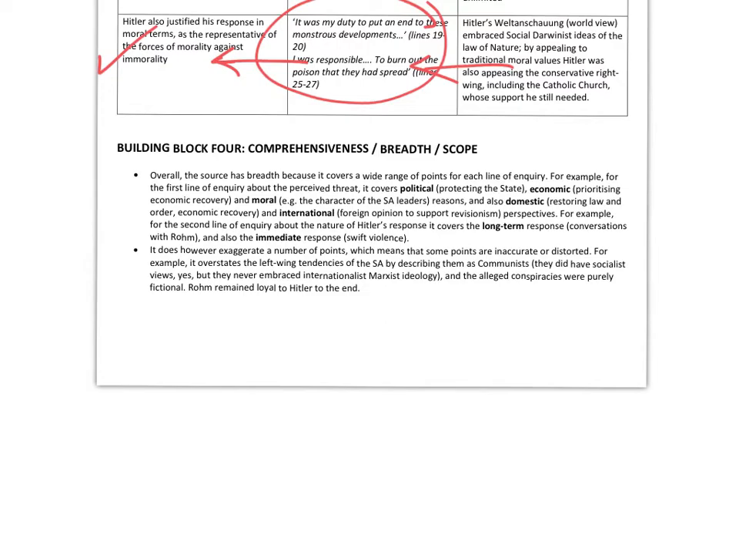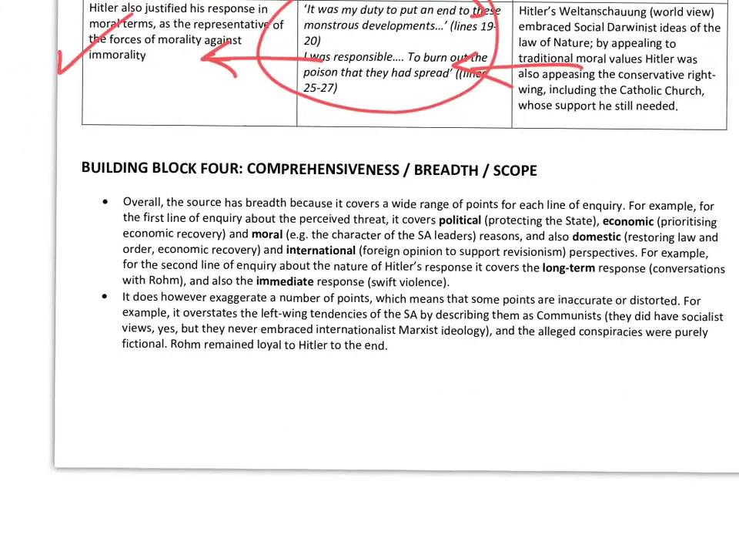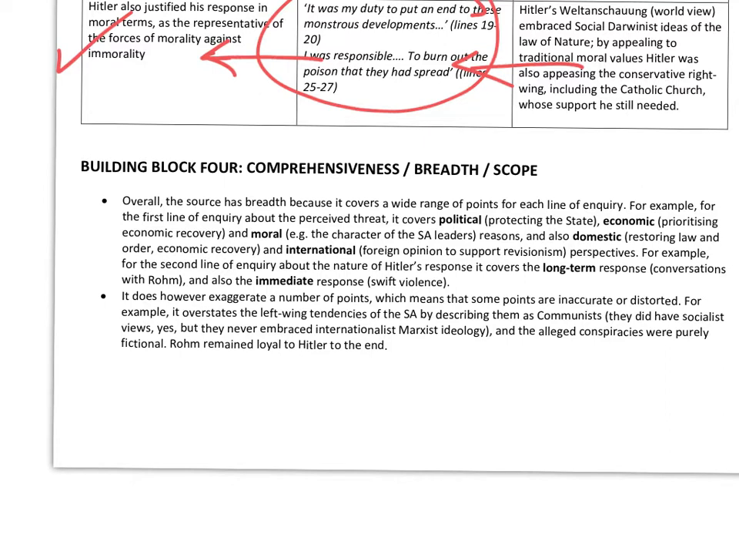Your fourth and final building block before you write your conclusion is to go back to that provenance and ask the question, is the source enough by itself to answer the question that I've been given? Or is it too narrow? In a sense, what you need to do in this part of your answer is say, yes, it has got breadth, it has got plenty of scope, but it's not quite enough.